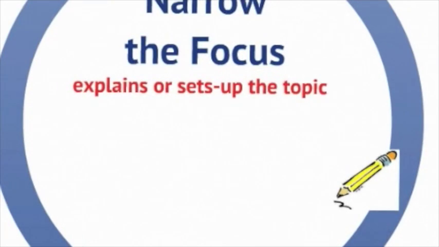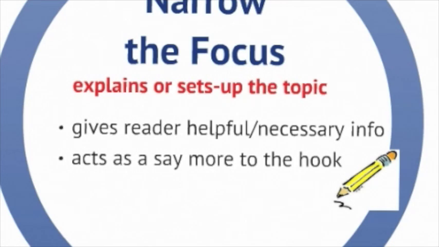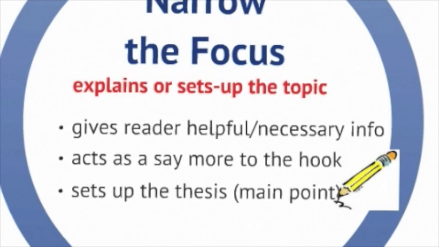The next part of an introduction is where you want to narrow the focus. So if the hook gives the broad or general topic, this part of the introduction really explains or sets up the topic more specifically. It narrows it. It's going to give the reader any helpful or necessary information they need to know before getting to the thesis statement. You can think of it as a "say more" to the hook. So once you've had the hook, what are you going to say in addition to that to get you ready to see the thesis or the main point of your essay?